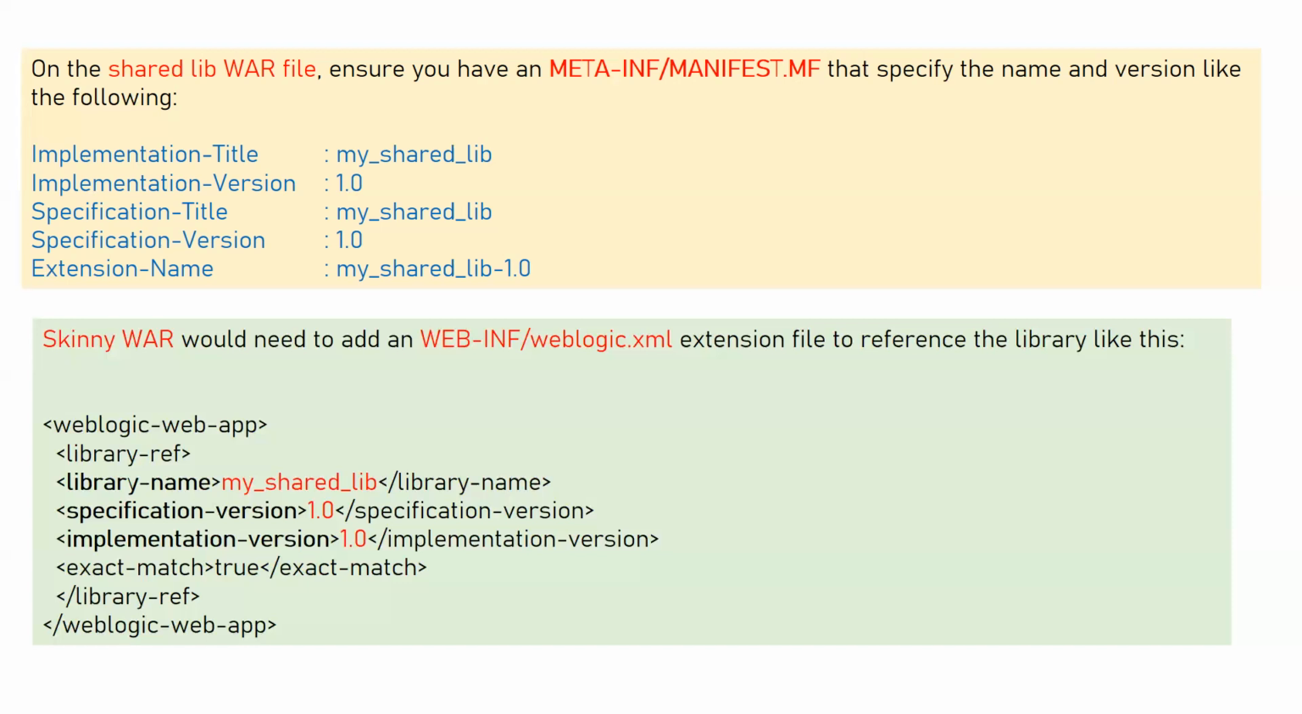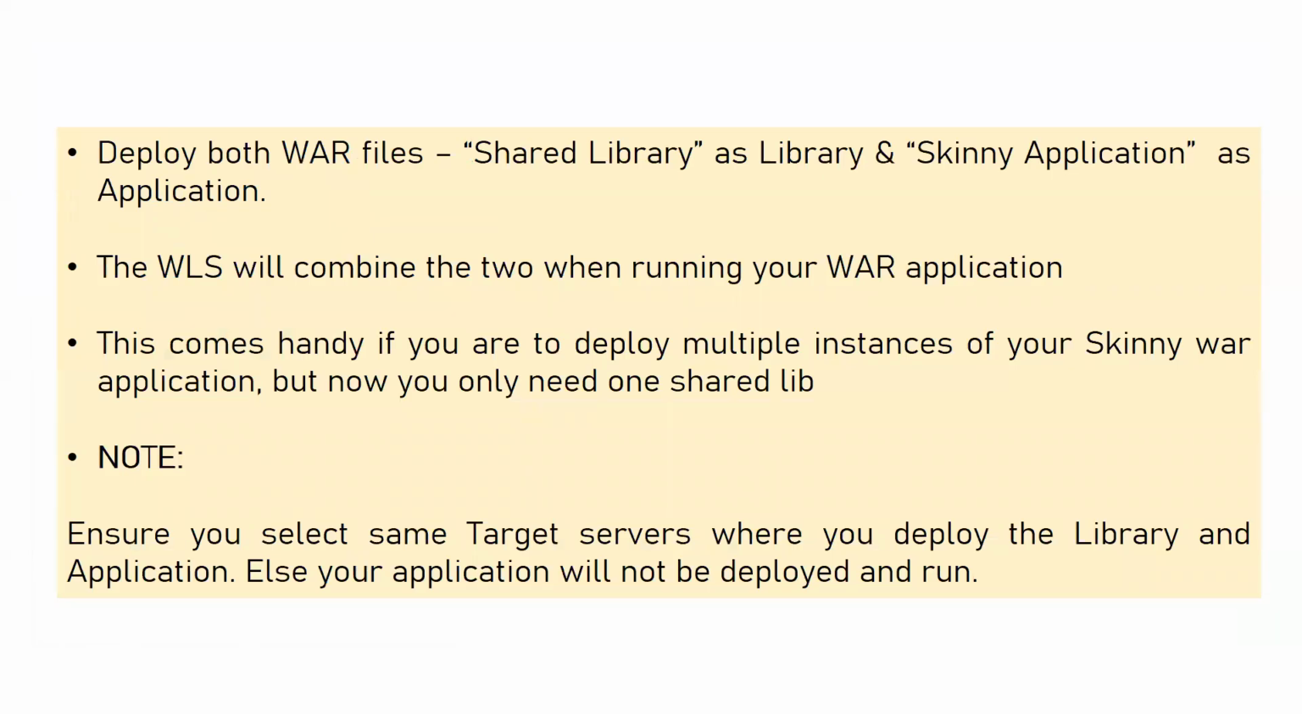Okay. So what does it mean? What I have explained so far is how you can deploy your code as an application, or it can be deployed as a library. When we deploy it as a library, what is the meaning of that? If you deploy both war files, shared and skinny, as applications, in that case you have to deploy both files separately. The war application will be deployed by selecting the option as application, and your jar file or the library file will be deployed by selecting the option install as library.